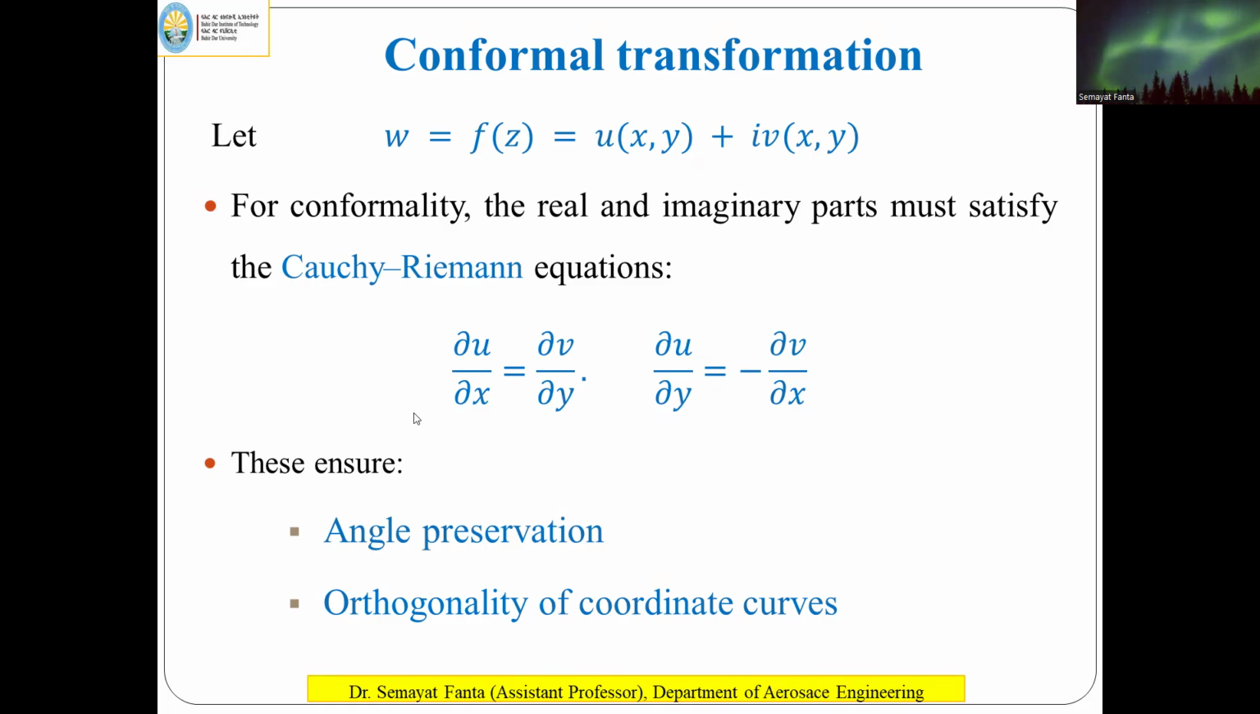And for the conformal transformation, the real and imaginary parts must satisfy these conditions. And this ensures angle preservation and orthogonality of the coordinate curves. So this orthogonality means the coordinate curves are perpendicular to each other at every point.